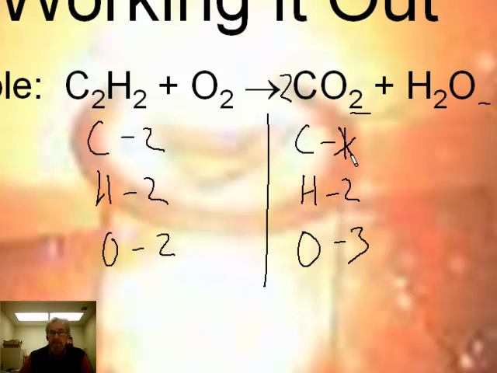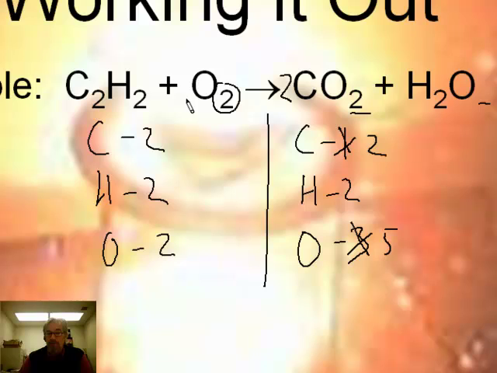Now that changes my carbon to 2, but it also changes my oxygen, because now I have 2 times 2 O's in carbon dioxide, plus the one from water changes my 3 to a 5. Now here's a kind of a problem, because I need 5 oxygens on the left-hand side, but oxygens come in pairs, and there's no coefficient I can put in front of O2 that's going to give me an odd number. Anything multiplied by 2 will come out even, so I can't get 5.